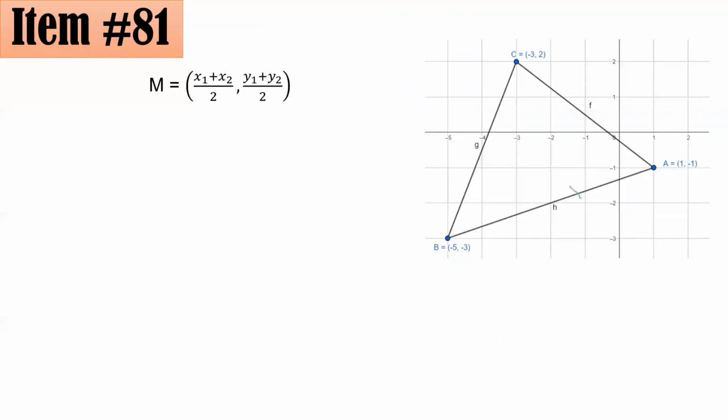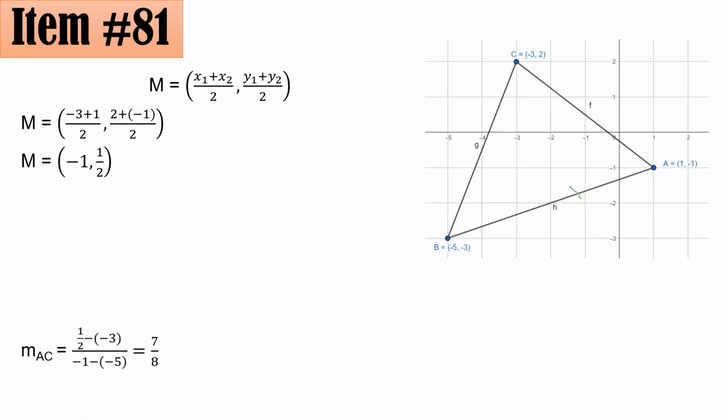Since we are looking for the equation of the median to AC, we have to determine first the midpoint of segment CA. We can utilize the midpoint formula, which is (x1 + x2)/2, (y1 + y2)/2. By substitution, that would be (-3 + 1)/2, (2 + -1)/2, and that simplifies to (-1, 1/2). So that's our midpoint.